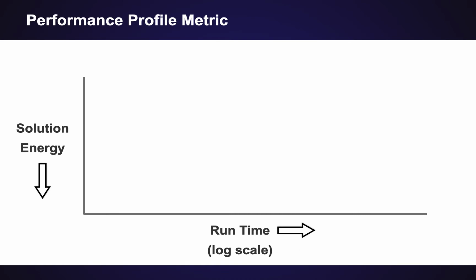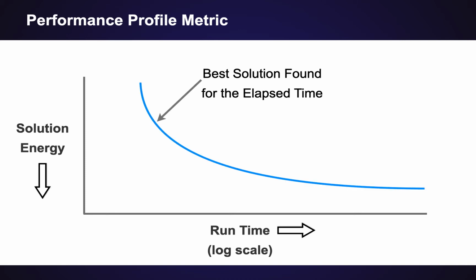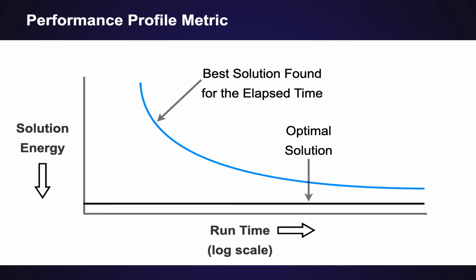We're going to use as a metric a thing called a performance profile. So what we're going to have on the x-axis is runtime in a log scale, and on the y-axis the solution quality or solution energy. So all of the algorithms will have a curve that looks like this, which shows you the best solution that's been found for the given amount of elapsed time. We're also going to have a flat line which represents the best possible energy or the optimal solution. And typically we're going to measure a relative gap to this optimal solution, which is called the optimality gap. This is convenient because for different problems with different energy scales, it normalizes them all to a consistent metric.